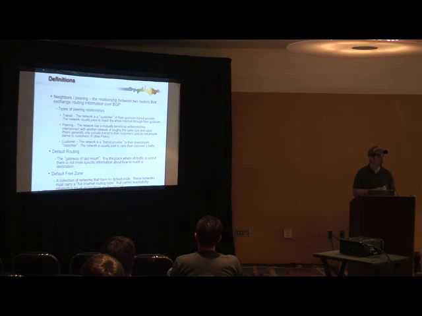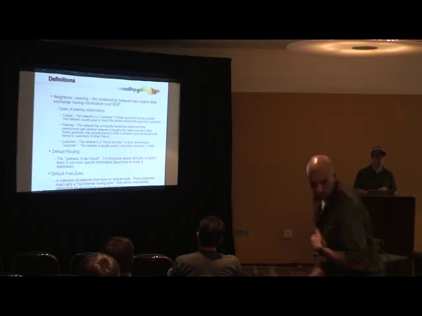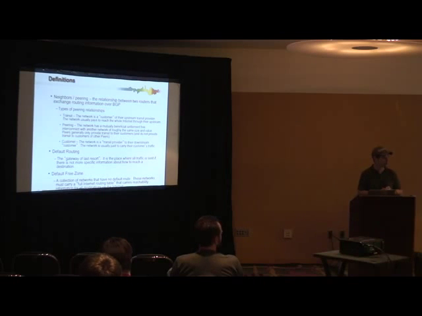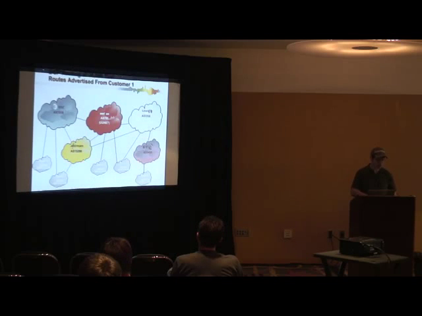Default routing is when you have an all-zeros route, which is your gateway of last resort. That's where you'll send traffic if you don't know where it should go or you don't have any more specific information of where to send that traffic. And the default free zone is a collection of networks that have no default route. So these networks basically carry reachability to every single destination on the internet. And if they don't have a route for that destination, they simply can't deliver the traffic.